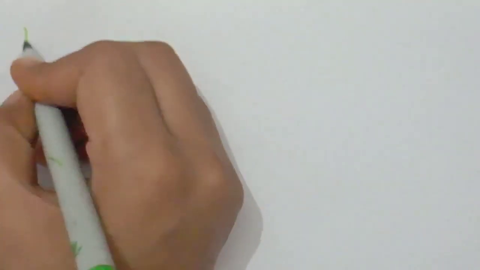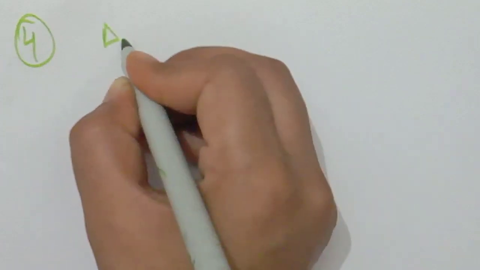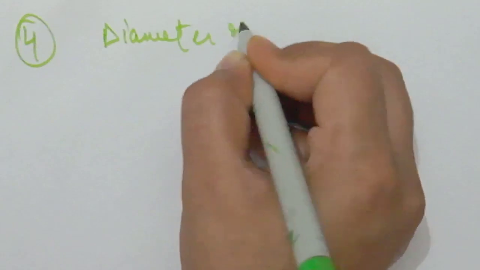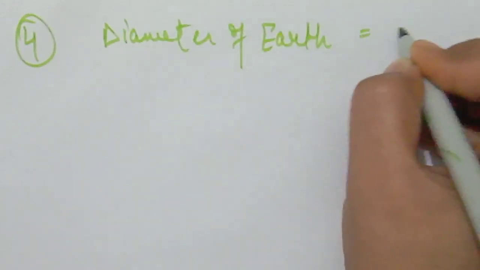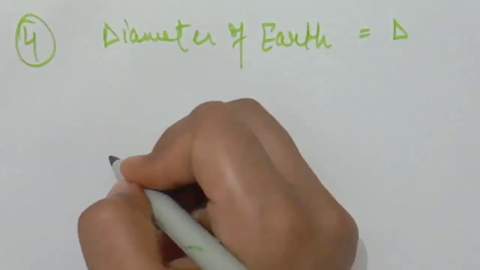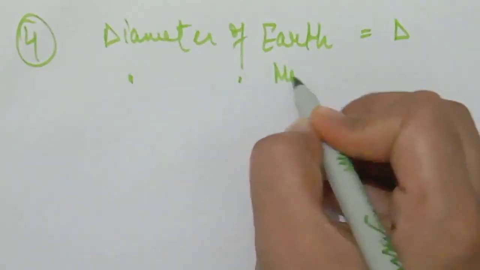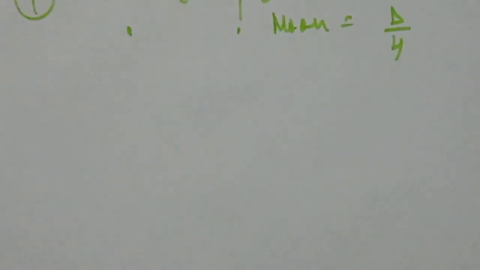Now we will take the next question, question number 4. The diameter of the moon is approximately 1/4 of the earth. It means the diameter of the earth, we will take d, and then the diameter of the moon is d by 4, 1/4.